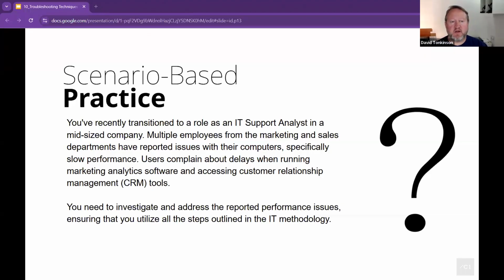Well, let's have a little conversation about a scenario-based practice. Here we go. It's a good example. And we'll go through each of those individual steps here. And we're going to use live chat to basically manage some of this. So, a scenario-based practice.